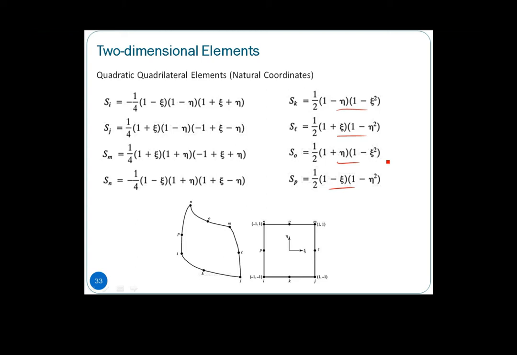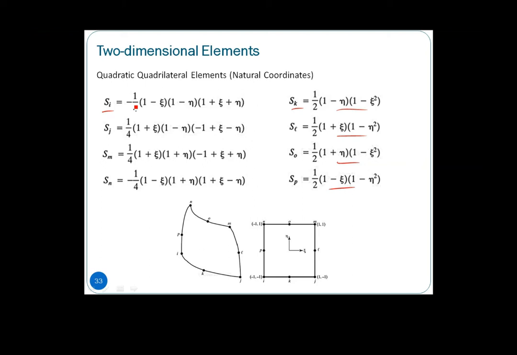At node k, the shape function at k is 1. Okay, at other nodes, my shape function at k is 0. Same with this. At node I, my shape function at I is 1. But at other nodes, my shape function I is 0. So that is basically the characteristics.